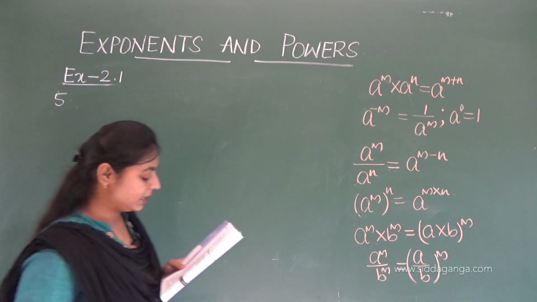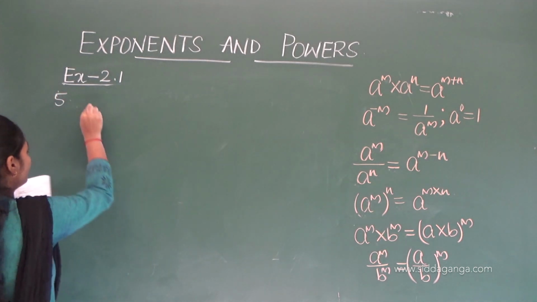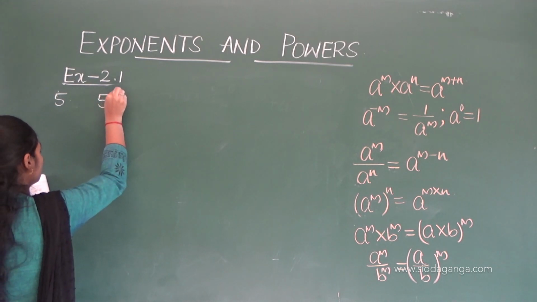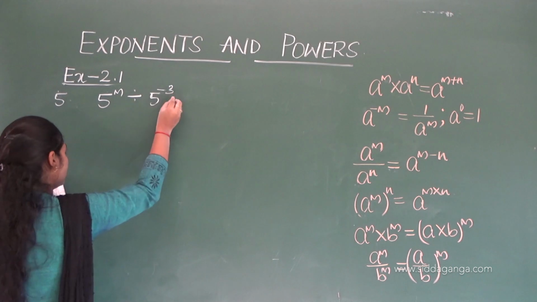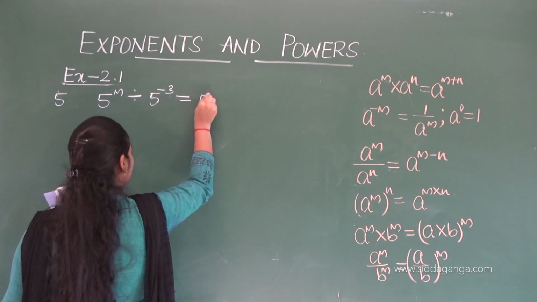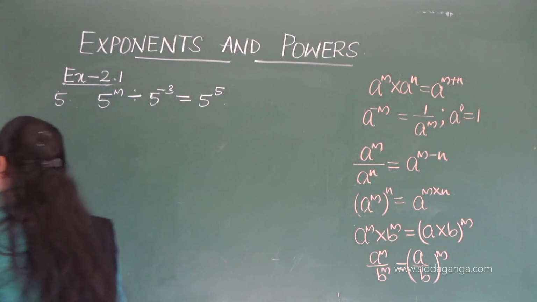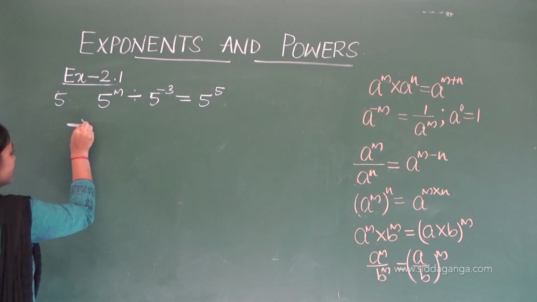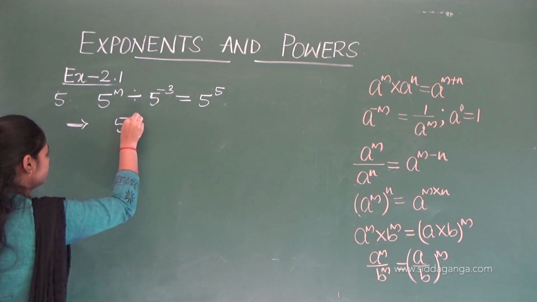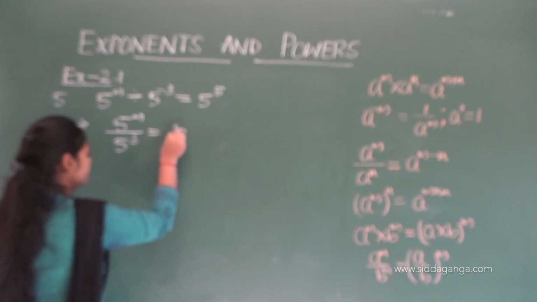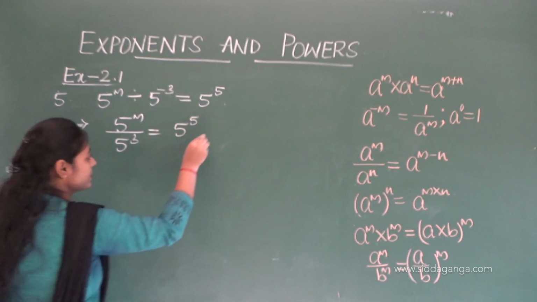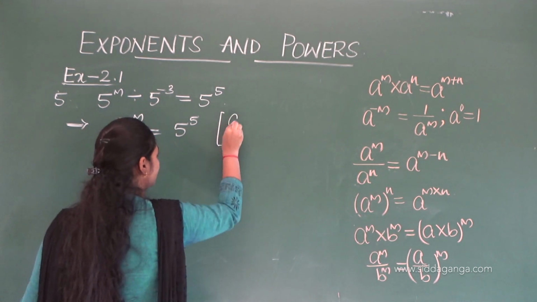Find the value of m for which 5 to the power of m divided by 5 to the power of minus 3 is equals to 5 to the power of 5. Example, you were looking at this kind of problem. 5 raised to m divided by 5 raised to 3 is equals to 5 to the power of 5. Bases are equal.